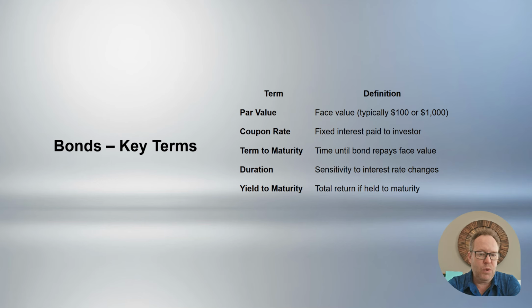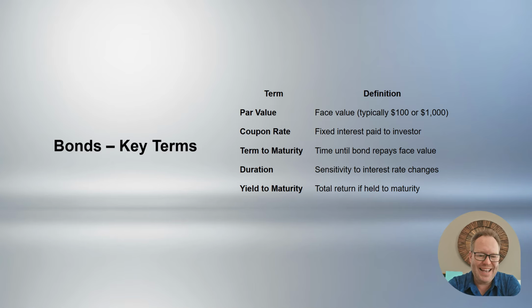You might have a $100 face value bond that you've purchased with a coupon rate of 4%. And that's the interest that you are getting paid by holding the bond or loaning that money to the corporation or government.